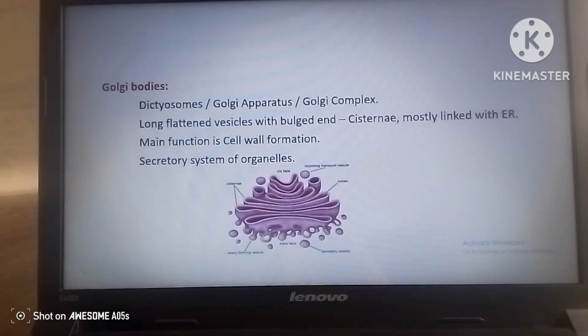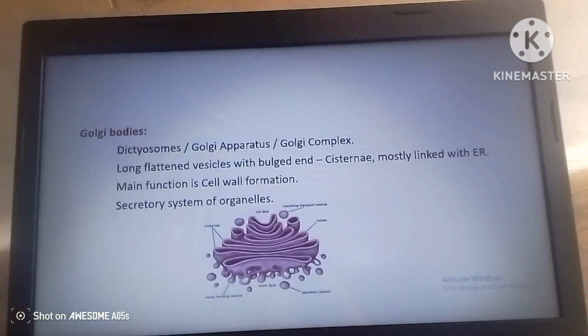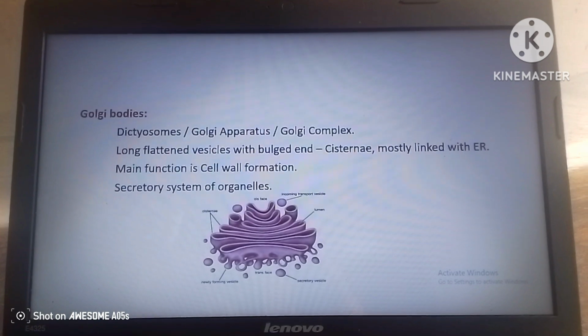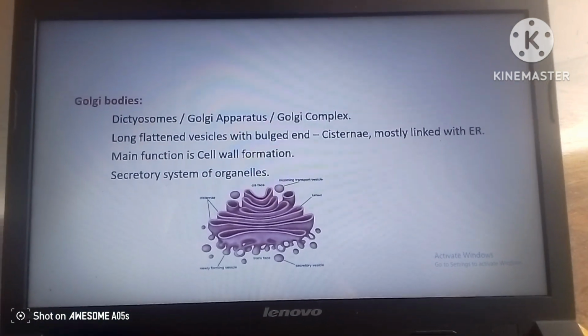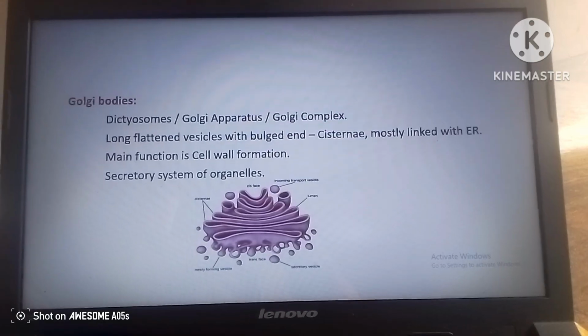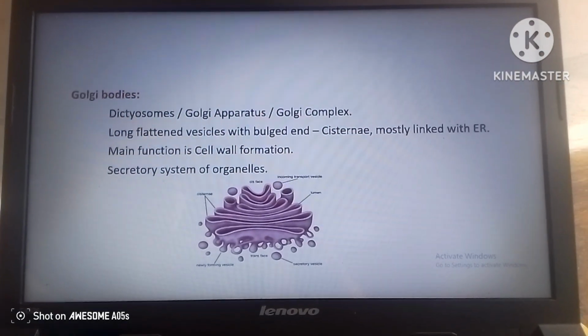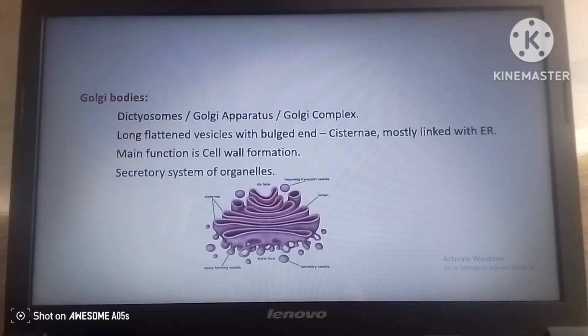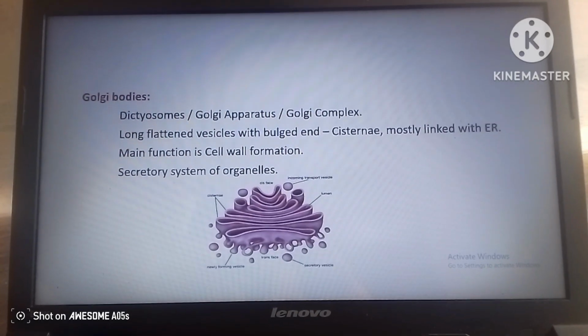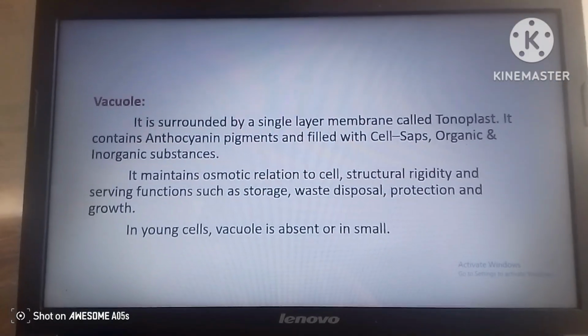Golgi bodies. It is also called dictyosomes, Golgi apparatus, Golgi complex. Golgi bodies are long flattened vesicles with bulged ends. This end is called cisternae. It is mostly linked with the endoplasmic reticulum. The main function of Golgi bodies is cell wall formation. It is also called the secretory system of organelles.